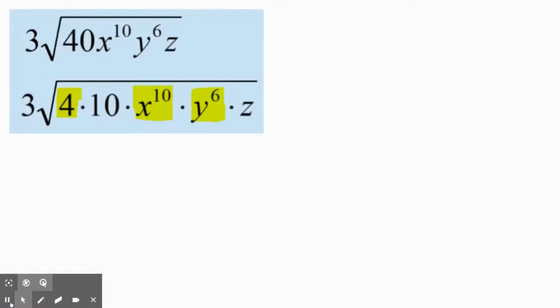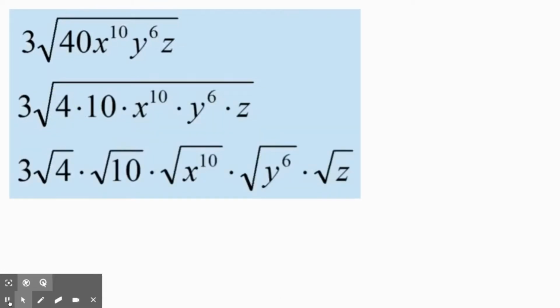So in our problem, we have 4 times 10 is 40, 4 being the perfect square. X to the 10th is already a perfect square because it's x to the 5th times x to the 5th. Y to the 6th is already a perfect square because it's y to the third times y to the third. And then poor z is not a perfect square, and it will have to remain inside the radical. Now we will take the square root of each of these.